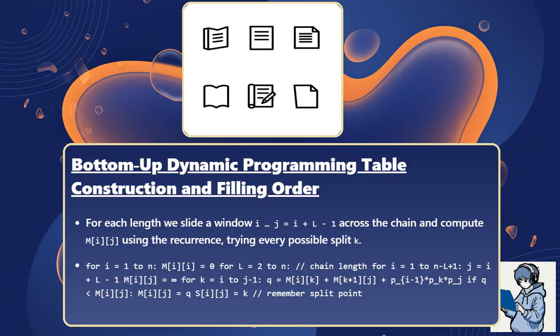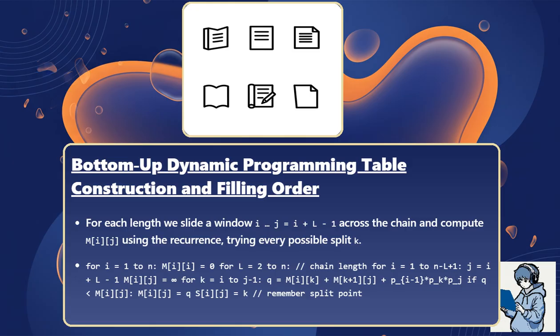For i equals 1 to n: m[i][i] equals 0. For L equals 2 to n: comment, chain length. For i equals 1 to n minus L plus 1: j equals i plus L minus 1. m[i][j] equals infinity. For k equals i to j minus 1: q equals m[i][k] plus m[k+1][j] plus p sub i minus 1 times p sub k times p sub j. If q less than m[i][j]: m[i][j] equals q, s[i][j] equals k.